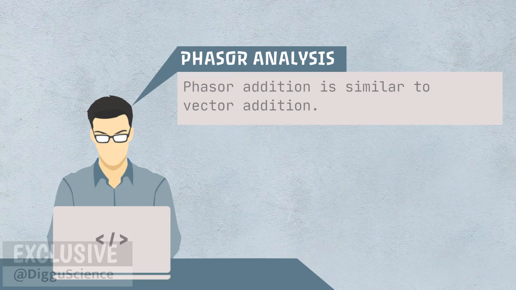Previously, we've been introduced to the term phasor. This time, we'll learn about the addition operation of multiple phasors. It's important to understand that adding phasors is similar to adding vectors. We can't add phasors like we add ordinary numbers.